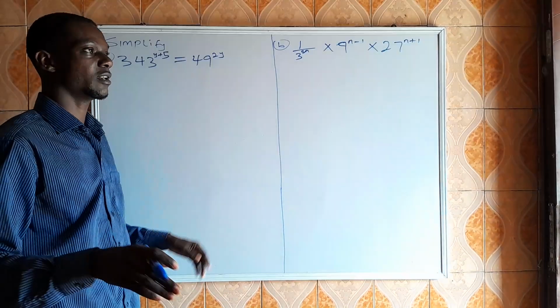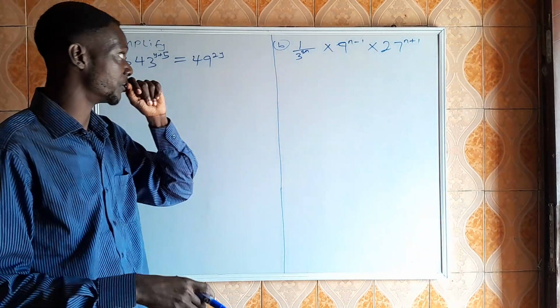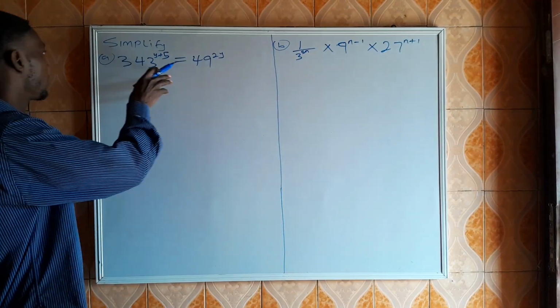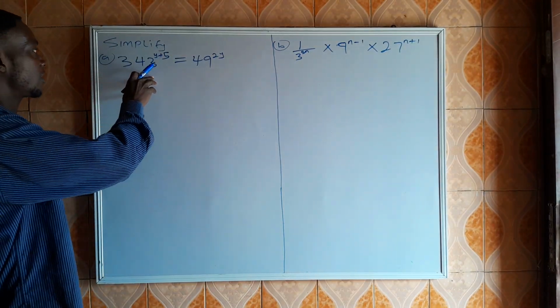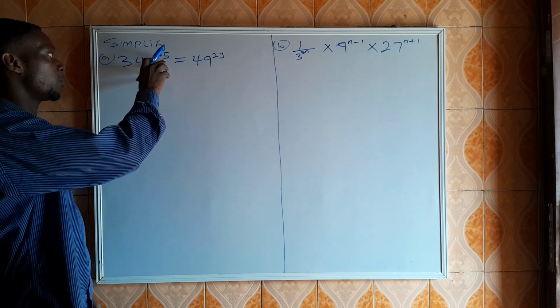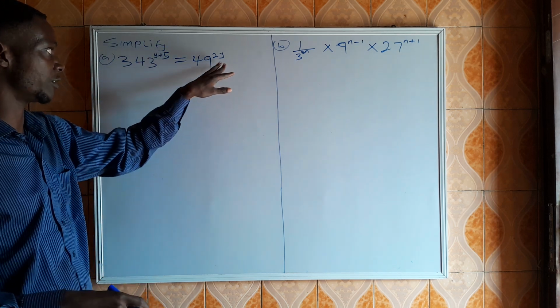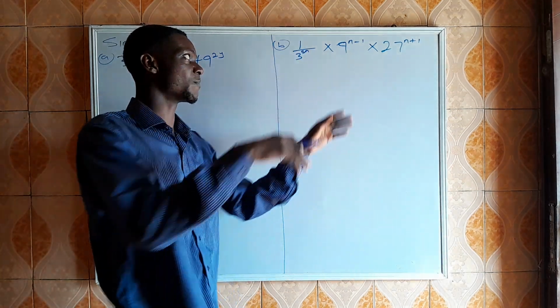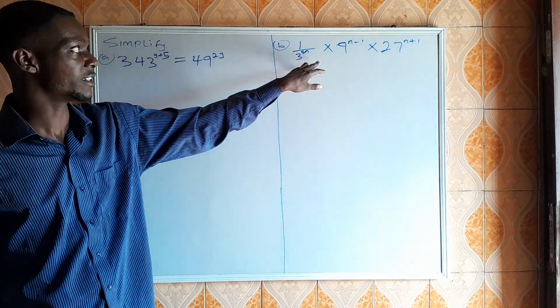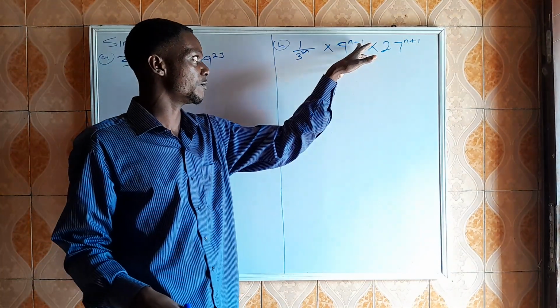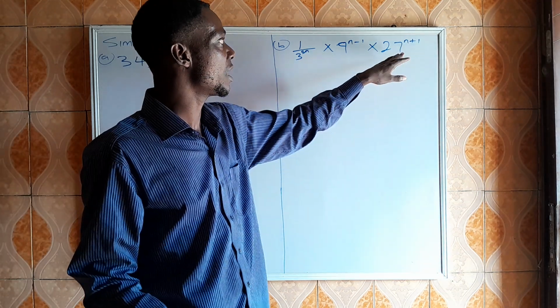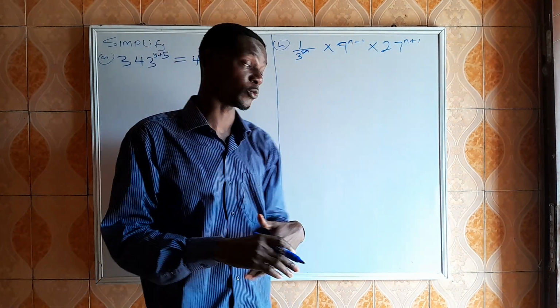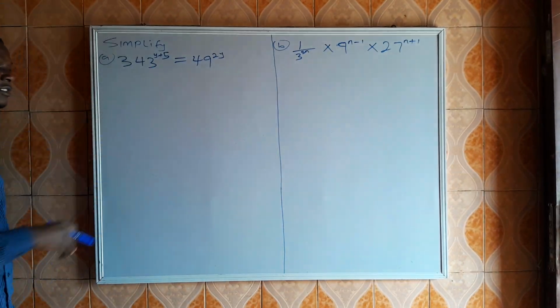Okay, now let's check out these other questions also. Now we have to simplify 343 to the power y plus 5 equals 49 to the power 2y. Now for this other side, we have 1 divided by 3 raised to power 5n multiplied by 9 raised to power n minus 1 and 27 to the power n plus 1. Now let's start with this.